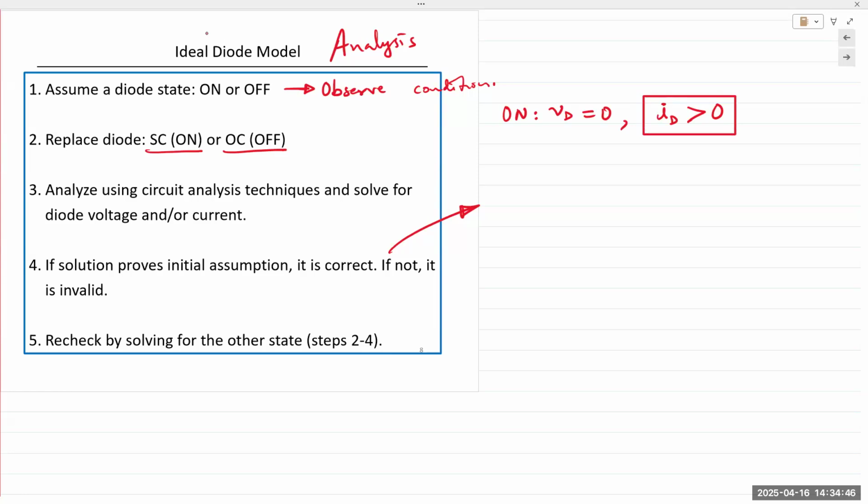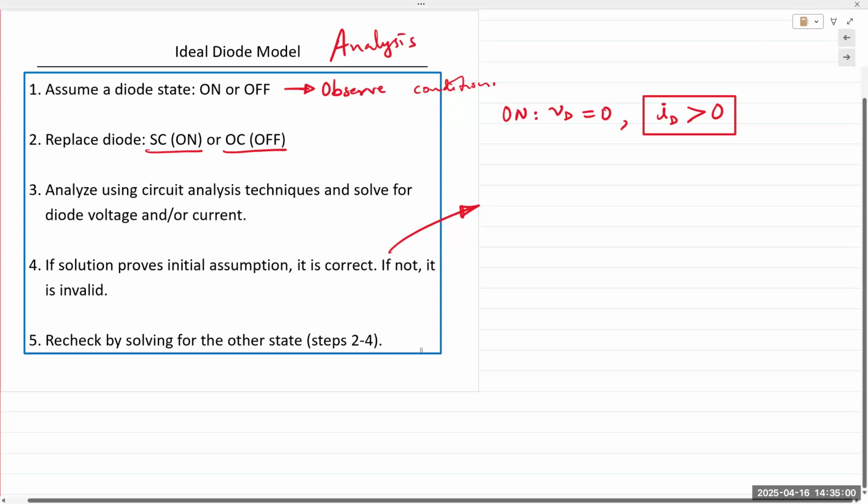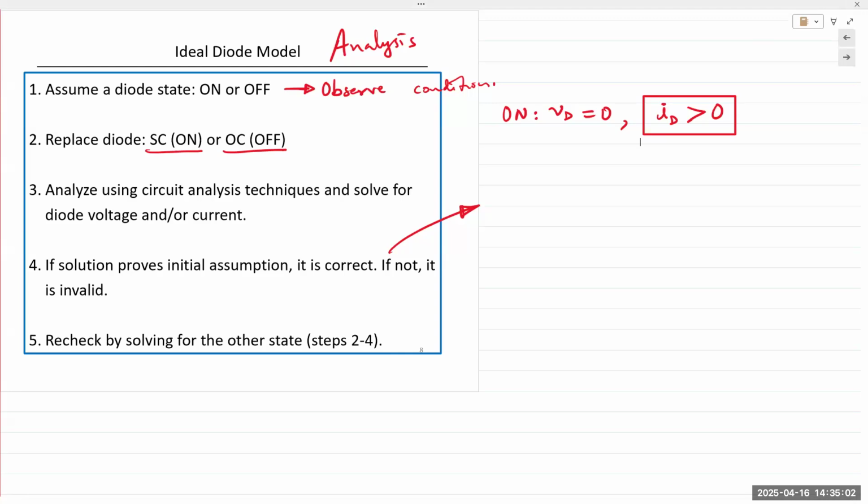Cannot be equal to 0. It must be greater than 0. It must have a positive value. If it does not have a positive value, that means that the diode, our assumption is incorrect. Okay. So far, so good.